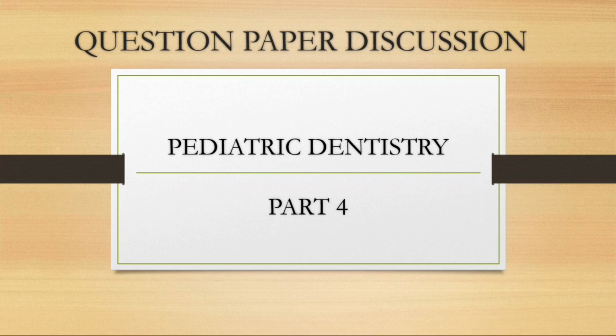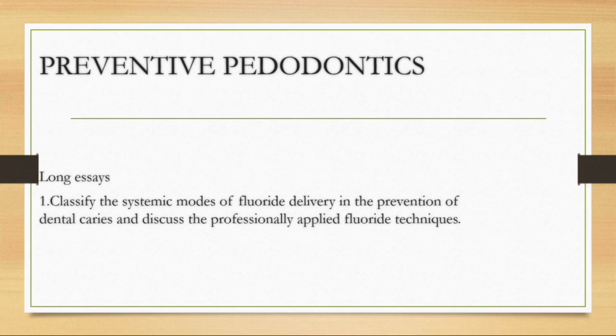Hello everyone. Welcome back to the continuation of pediatric dentistry question papers. We are into the fourth part, and today we have preventive pedodontics. It is basically pit and fissure sealants and fluorides. Fluorides is a very big chapter, but it's very easy because you already studied it in your part 1, under the subject public health dentistry, where you studied in detail about fluorides, the history of fluorides, systemic fluorides, topical fluorides, the mechanism of caries prevention, the defluoridation techniques, and fluoride toxicity.